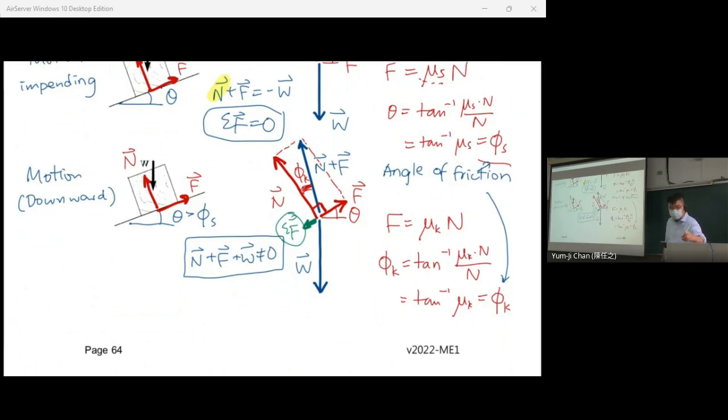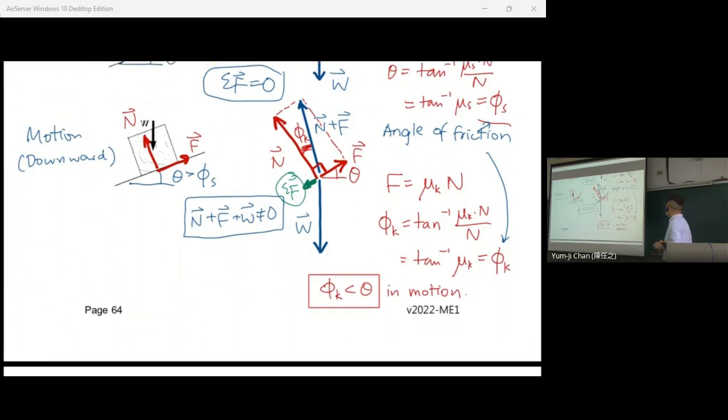But in this case, phi k is smaller than theta. So it slides downward. Because this one is a right angle and this one is a right angle, if this phi k is smaller than theta, that resultant force is going this way. So the resultant summation F is going down the slope. Okay.